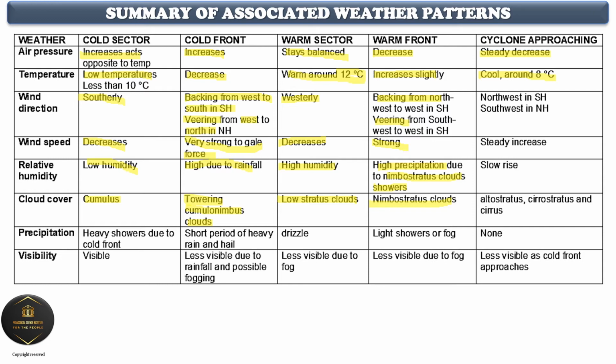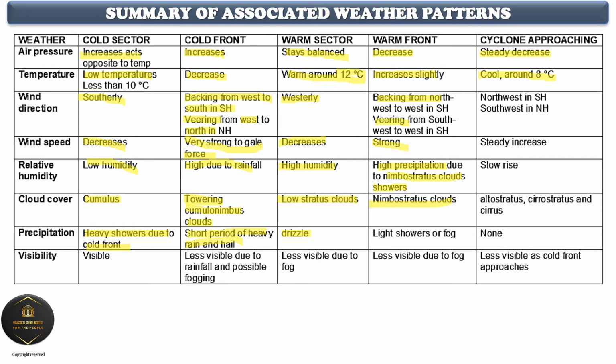And precipitation, the cold sector, we have heavy showers due to the cold front. In the cold front, we have short periods of heavy rain and hail and possible snow. In the warm sector may cause drizzle.